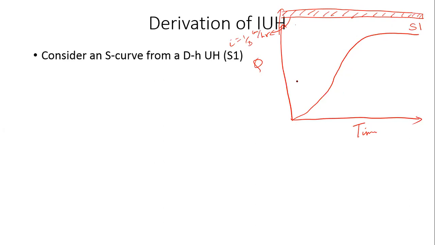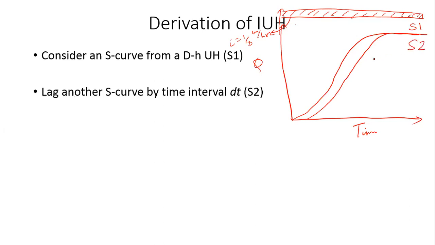Now I will take another S curve, the same S curve, and lag it by some small duration dt, and then I get this. Let us say this S curve is S2. So I lag another S curve by some time interval dt. So the time between these two S curves is dt. Over here, I will draw another effective rainfall intensity; the intensity is the same, everything is the same. I just lag it by some duration dt, right?